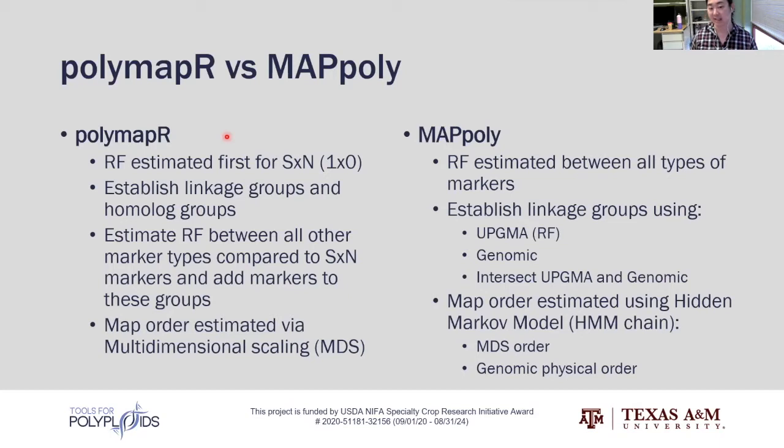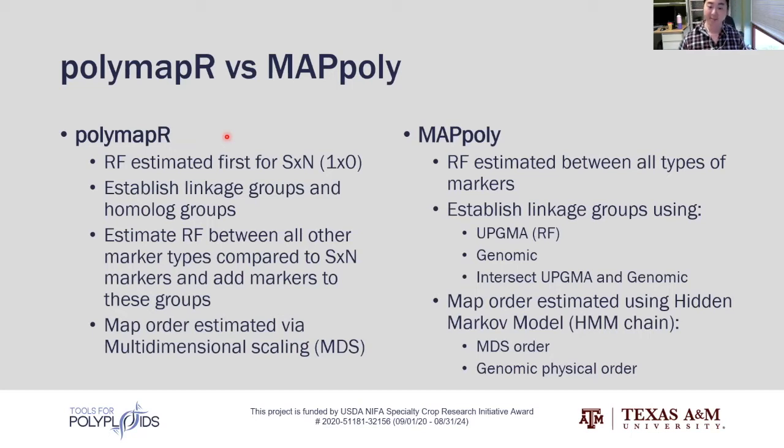MapPoly takes a slightly different approach. It estimates the recombination fractions between all marker types, and then it can establish linkage groups in a few different ways. You can use UPGMA, which is a clustering algorithm, and that uses the recombination fractions to cluster your groups. You can use the genomic information: if your markers have genomic information, you can cluster using that. Or you can use an intersection, as Marcelo showed earlier this morning.